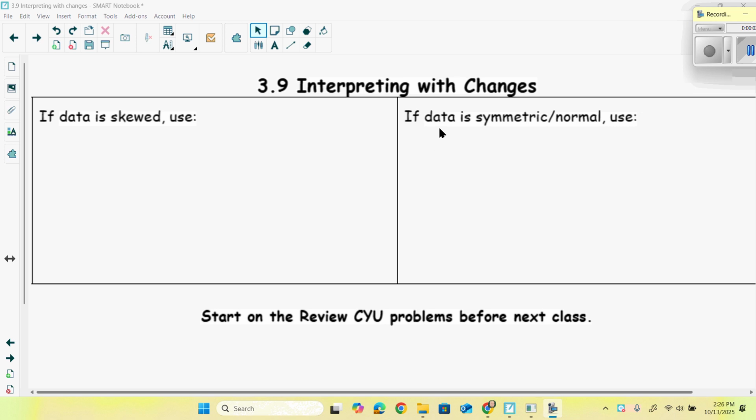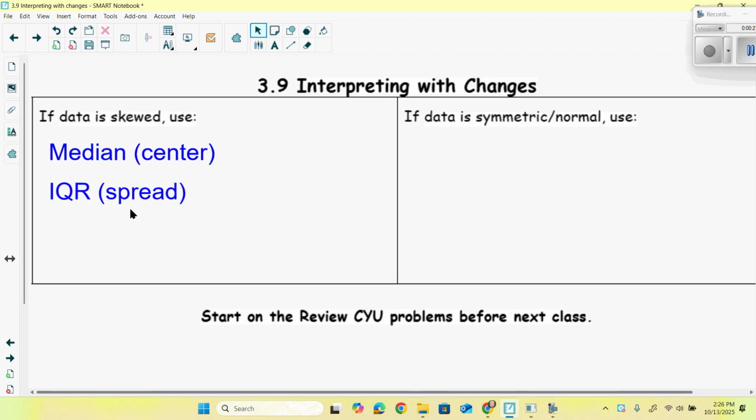We want to start to look at the big picture of all the information about spreads and measures of center, and how skewing affects how we might try to interpret, as well as if we have normal or symmetric. If the data is skewed, what we're going to want to use is the median for the measure of center, and we look at the IQR for our spread. In this situation, the data will be less affected by extreme values for the median.